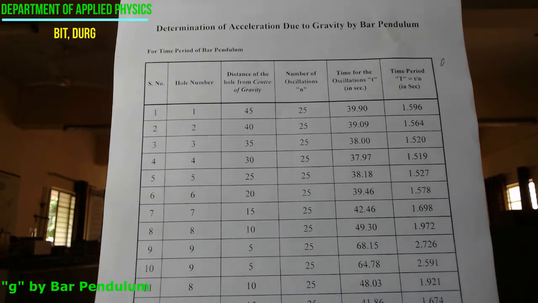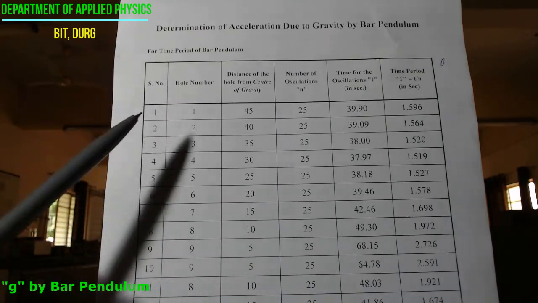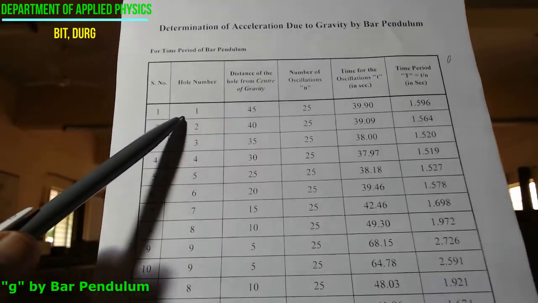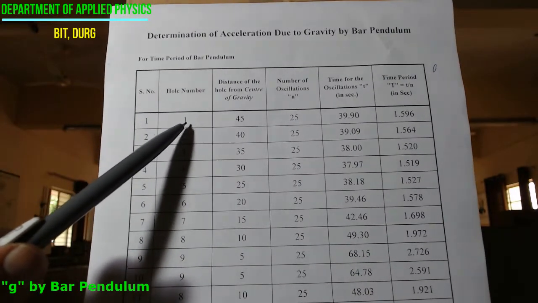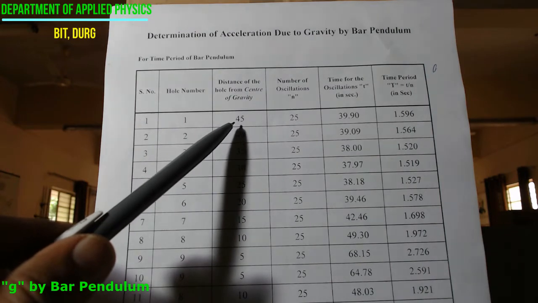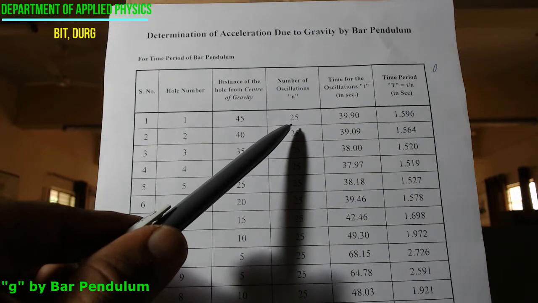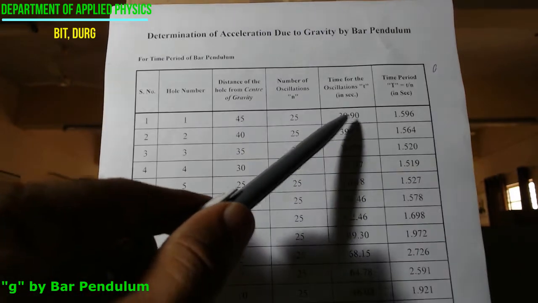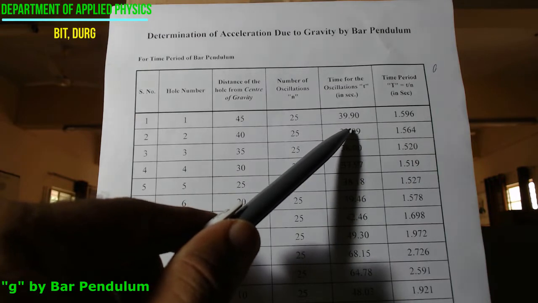Now you see the readings taken in the case of the bar pendulum. This is the column of serial number. This is the hole number. Basically this is hole number 1, and in hole number 1 the distance from the center of gravity is 45 cm. I have taken 25 oscillations, and for 25 oscillations the time was 39.90 seconds.